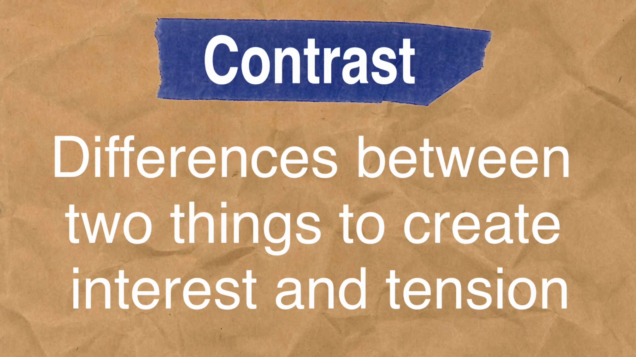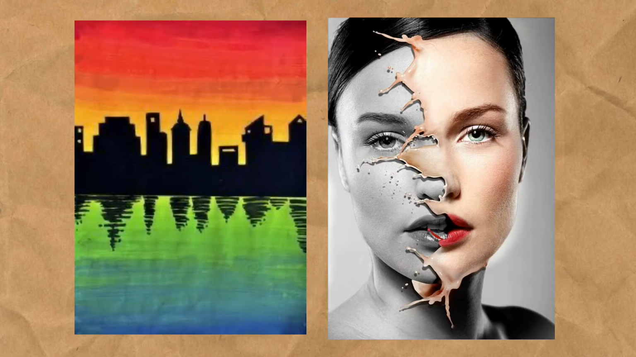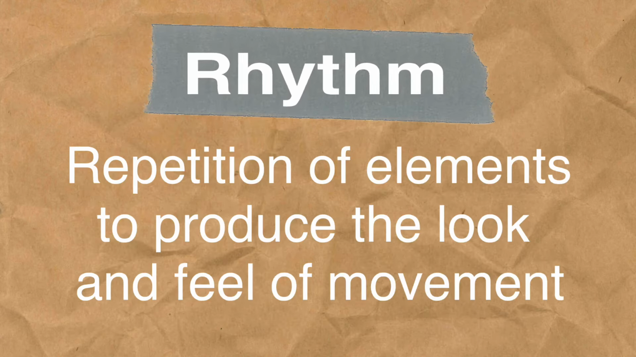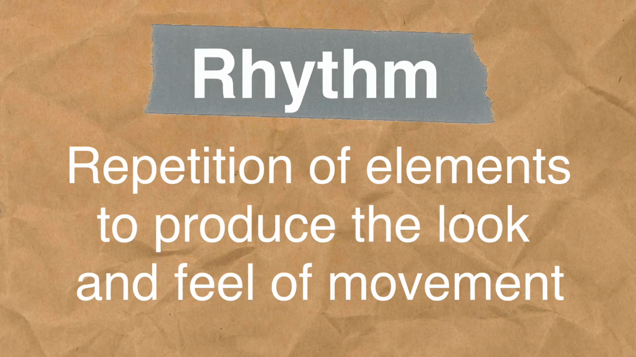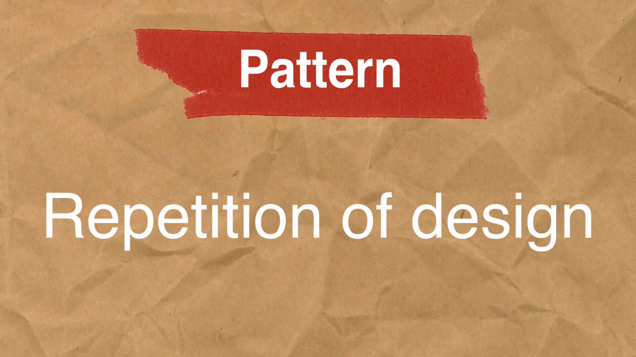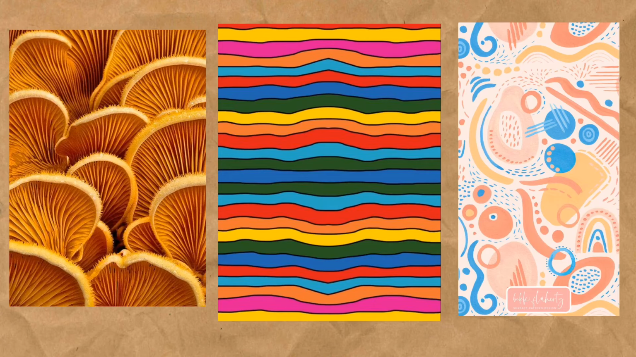Contrast, differences between two things to create interest and tension. Can you see the contrast in the following artworks? Rhythm, repetition of elements to produce the look and feel of movement. Can you observe the rhythm in the following artworks? Pattern, repetition of design. These are the following examples of the repetition of design in an artwork.